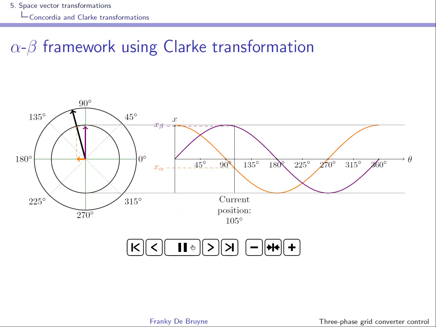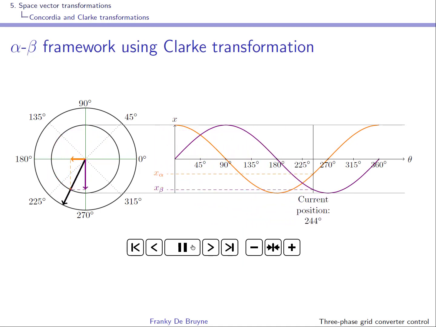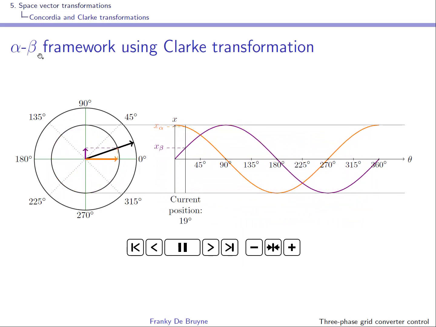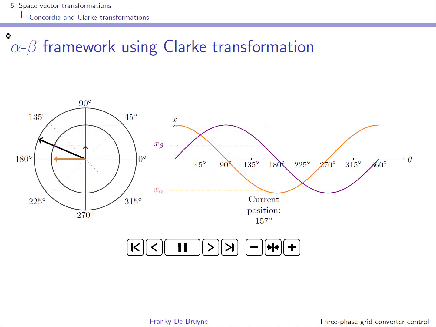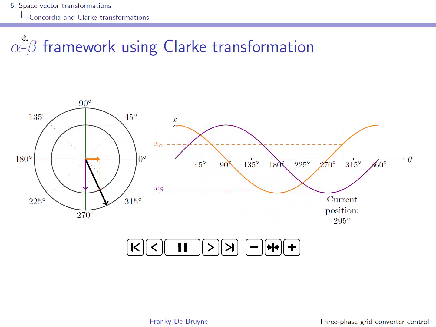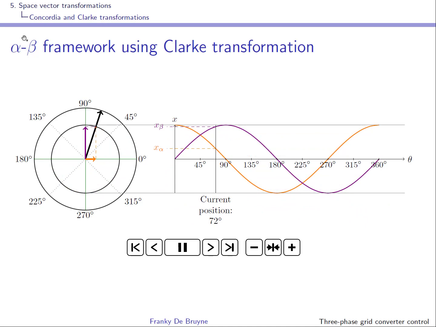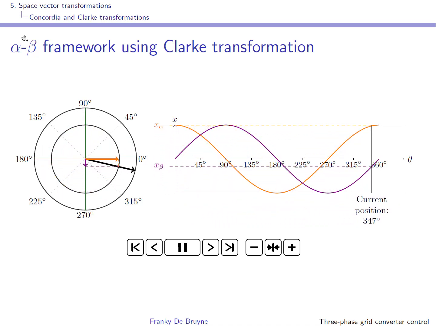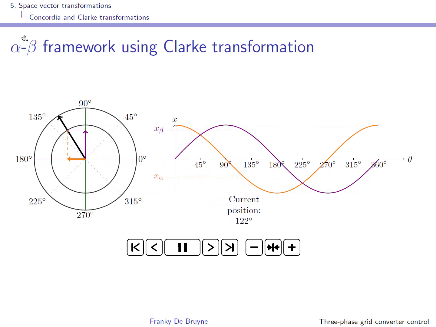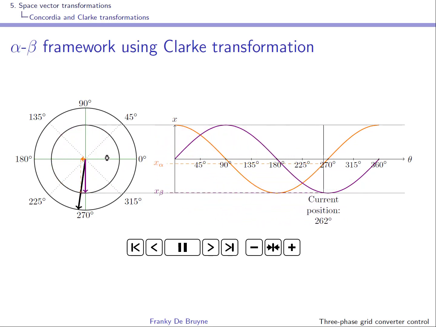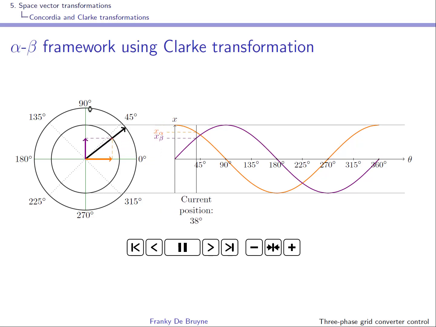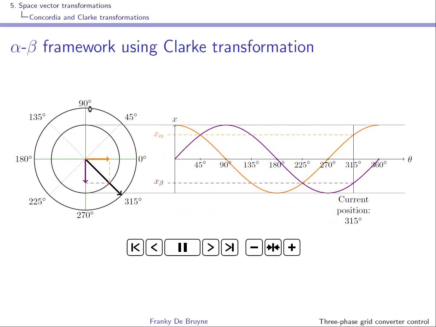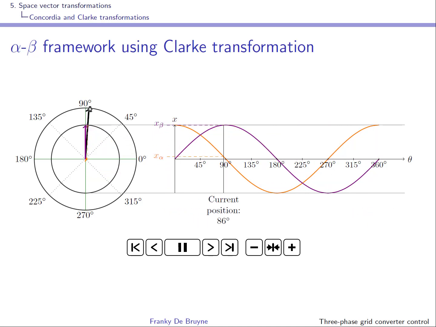Well, you see that using this Clarke transformation and forgetting about the homopolar component, we are left with the two signals alpha, beta, and instead of projecting the rotating vector on three axes that are 120 degrees apart, we're projecting on two axes, this one and this one over here, that are 90 degrees apart, and this is how the alpha beta signals are obtained.